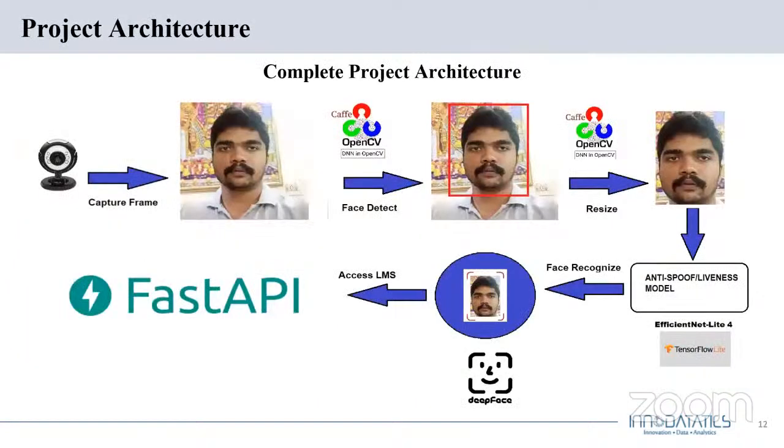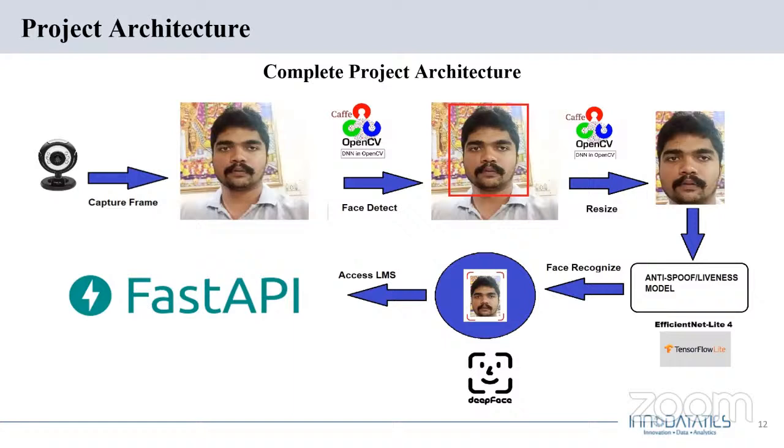Now let's look at the project architecture. The frame is captured by the webcam and sent to the face detector, which detects the face using OpenCV's deep neural network single shot multi-box detection, or commonly called SSD. The detected face is then resized and fed into the liveness model. The liveness model used in our project was trained on EfficientNet Lite 4 architecture using the TensorFlow Lite platform.